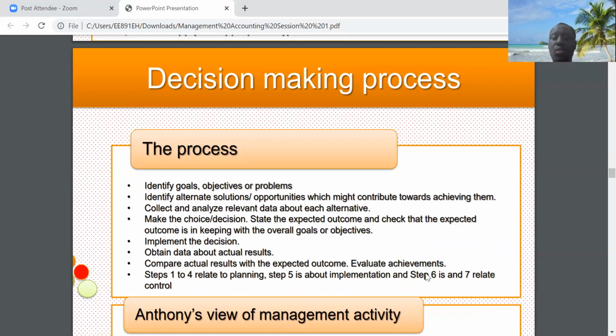So these are the steps. You identify your goals, you seek out alternatives, you gather information about the alternatives, then you have to make a choice, then you implement the decision, then you get information about the results from your implementation, and you compare your actual results with your expected outcome. Very simple process.